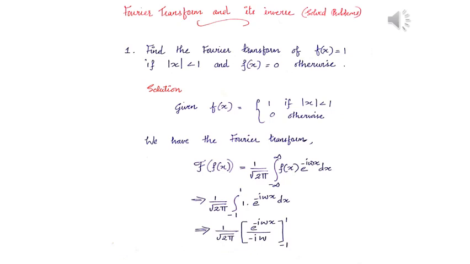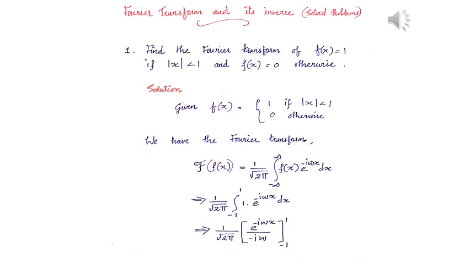Now let us see some solved problems of Fourier transform and its inverse. The first question: find the Fourier transform of f of x is equal to 1 if modulus x less than 1 and f of x is equal to 0 otherwise. Let us write the solution. Given f of x is equal to 1 if modulus x less than 1 and 0 otherwise. Then we have the Fourier transform equation F of omega is equal to 1 by root 2 pi integral minus infinity to infinity f of x e raised to minus i omega x dx.